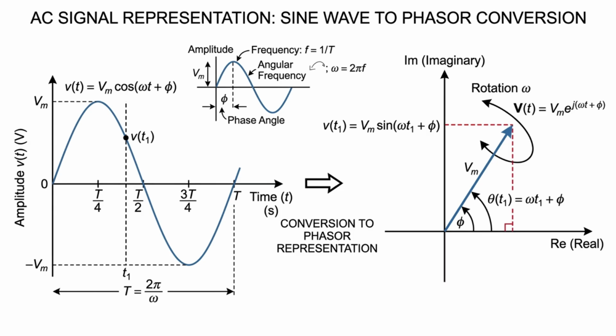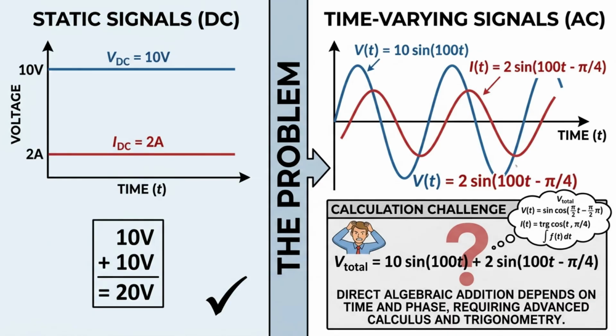In RF and AC circuits, signals are constantly changing with time. If we try to analyze them directly in the time domain, the equations quickly become complex and difficult to manage. In this lesson, we will learn phasors and how they transform oscillating signals into simple rotating vectors for easier RF analysis. In AC and RF systems, electrical signals such as voltage and current are not constant.